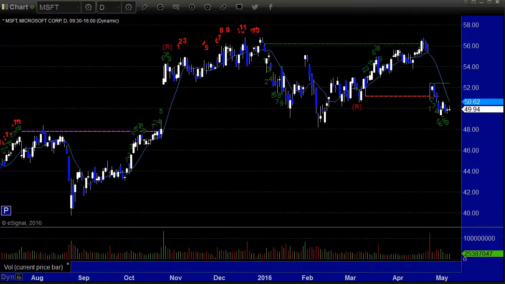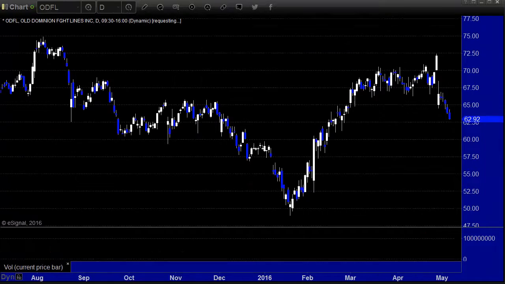Even something like Microsoft. This is way back in December. Look at that. Microsoft getting a sell signal a couple days before the middle of December, let's call it. And then the pullback that you got from there, it's fulfilled that. So there's no risk line left.